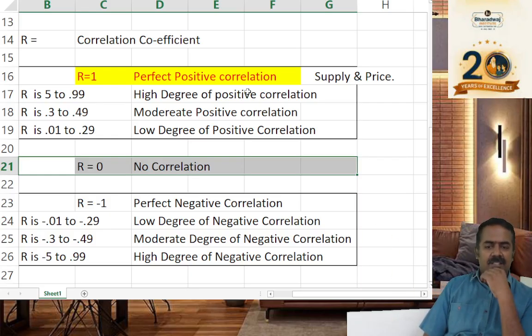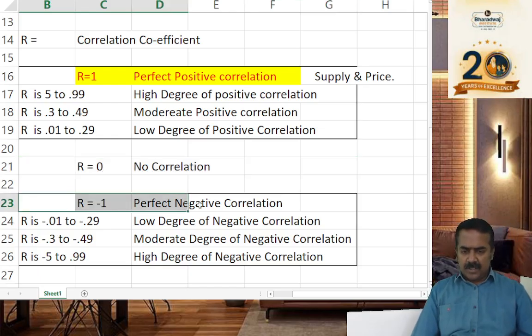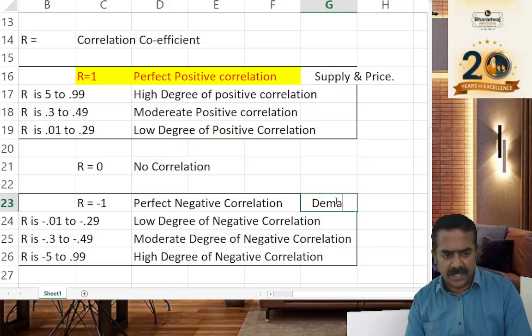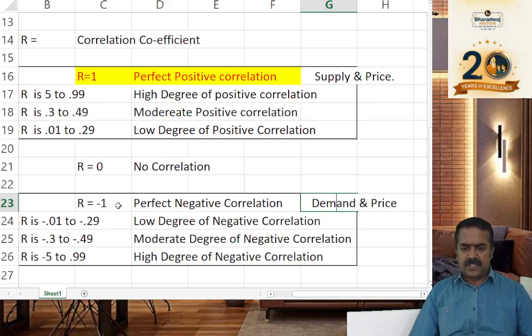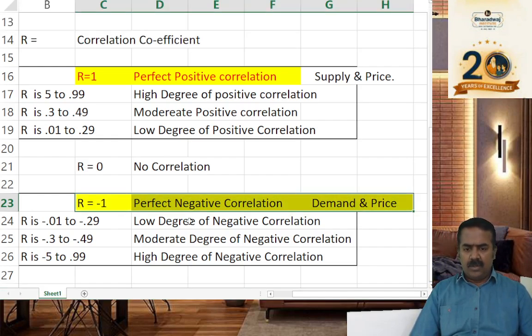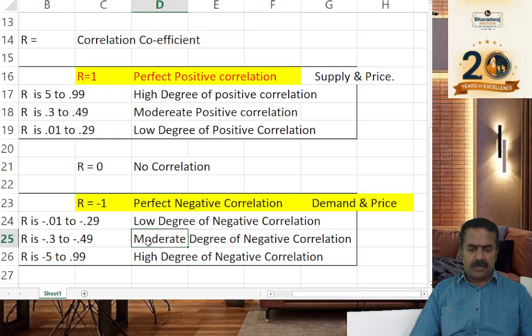The same quantity, where there is no what? Correlation. Okay. R minus 1, it is applicable for which one? Demand and price. Or you can say demand and which one? Price. So there is perfect negative correlation. Here also, a low degree of negative correlation can be there, a moderate degree can be there, a high degree will be there.